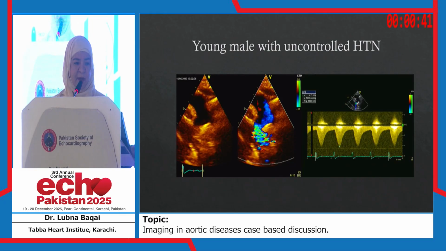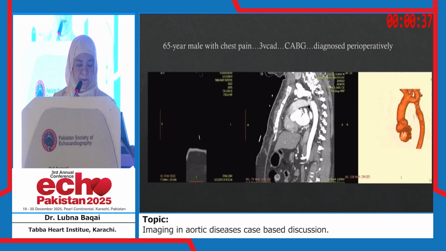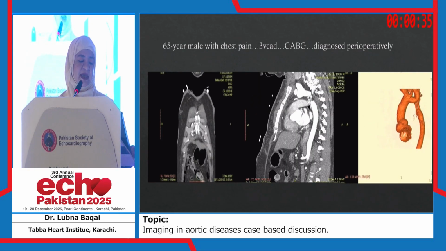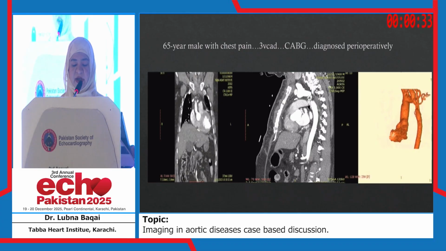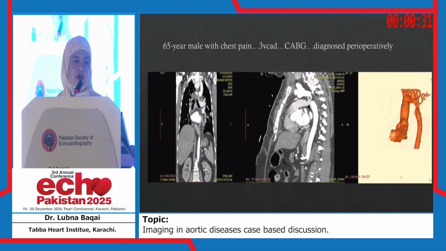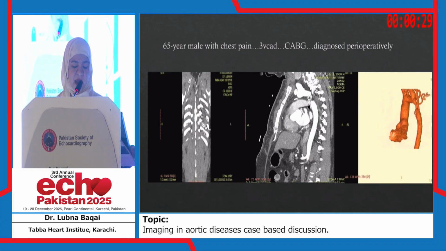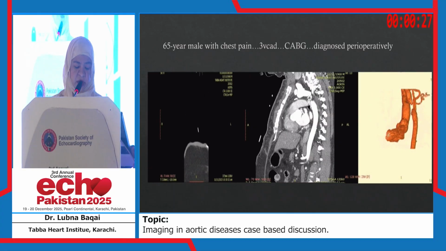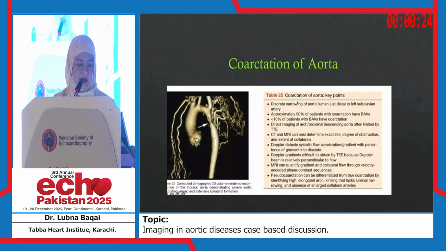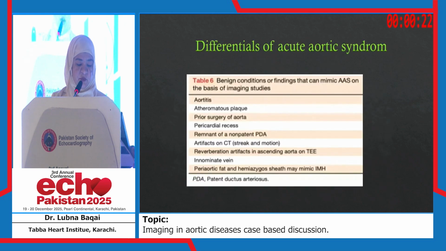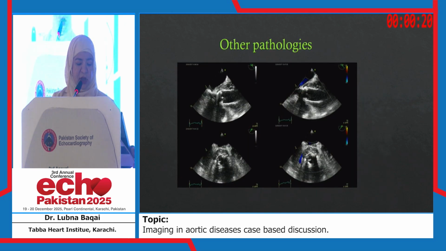Young man with uncontrolled hypertension, you can see the coarctation of the aorta. Another case of a 65-year-old male with chest pain, CAD, planned for CABG, diagnosed perioperatively with a hugely dilated LIMA, and later on diagnosed as an interrupted aortic arch that was missed on the echo basically. Now the coarctation of the aorta. Now come to the other pathology.